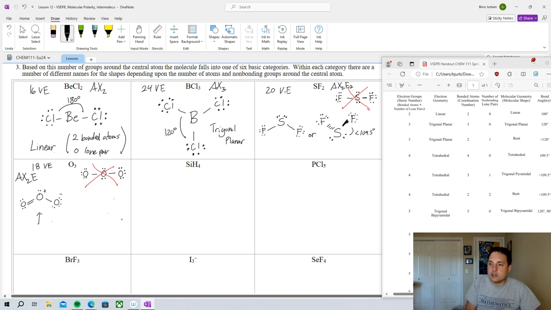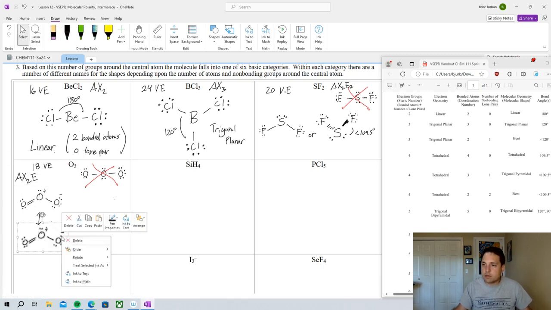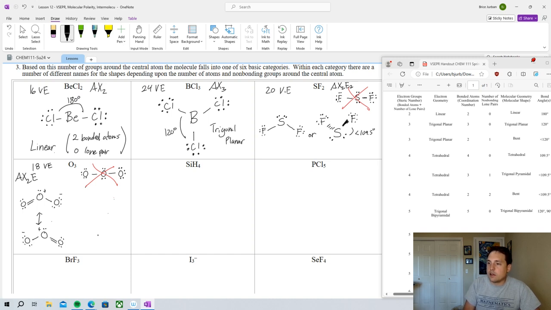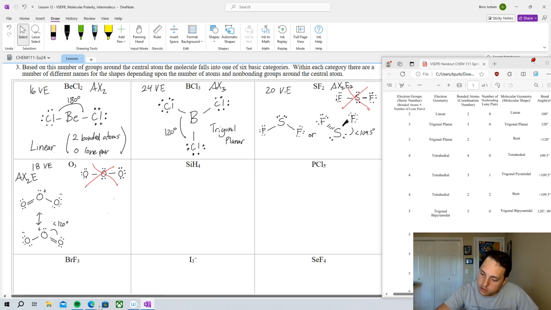And there's actually 2 resonance structures that we can draw. And the bond angles here are going to be slightly less than 120 degrees.